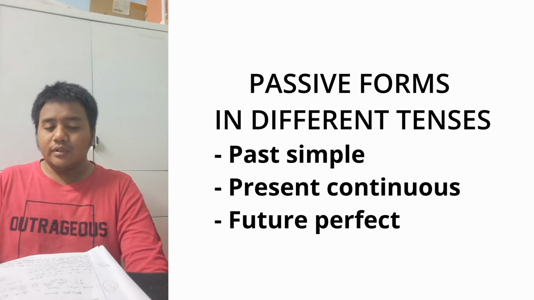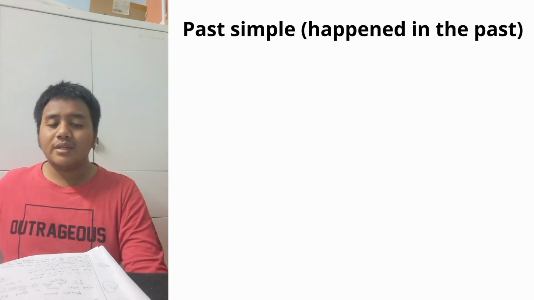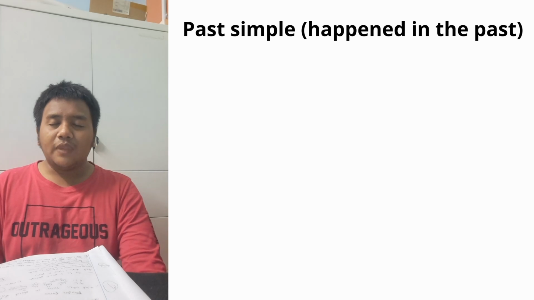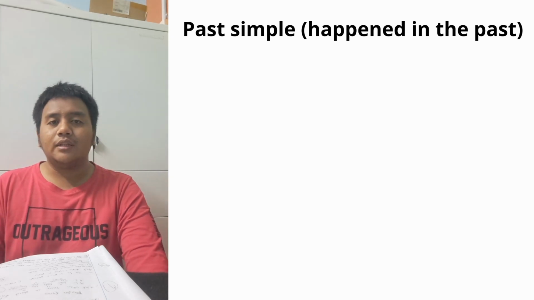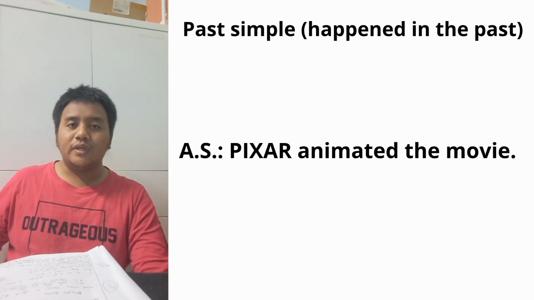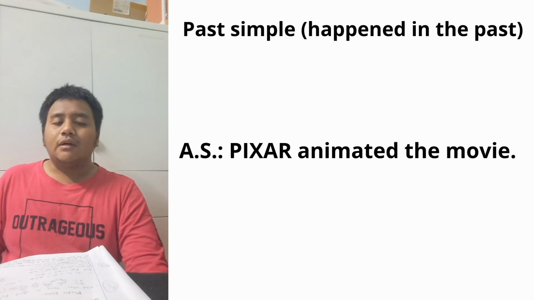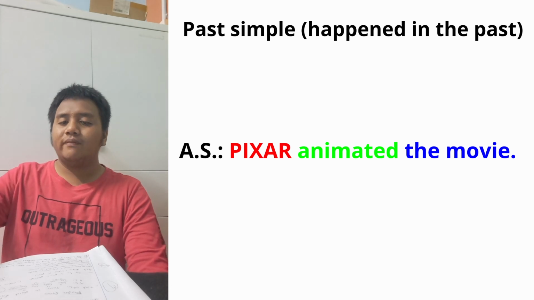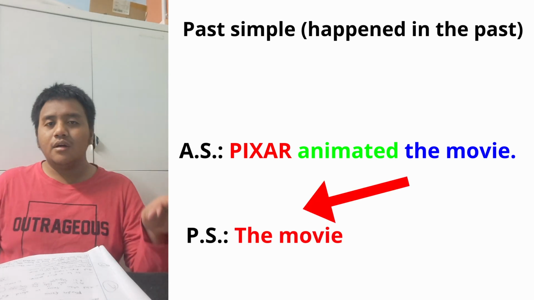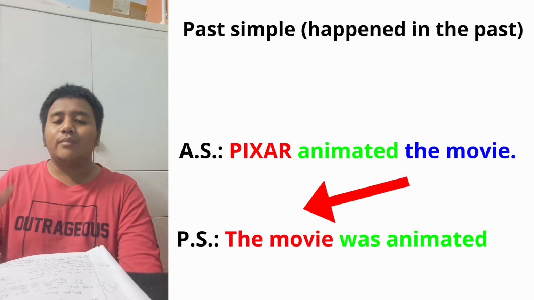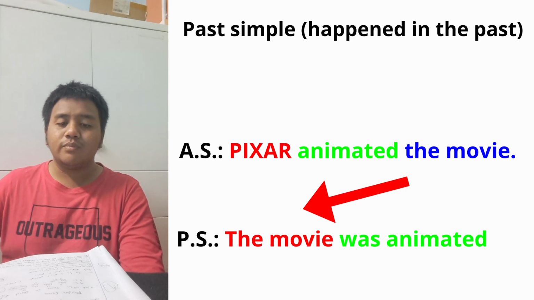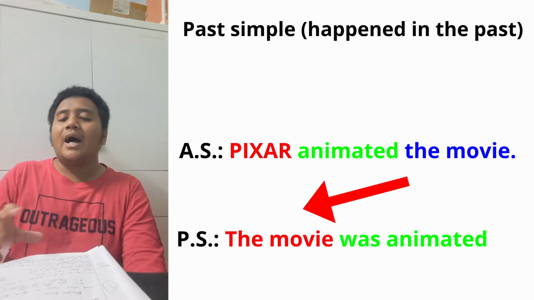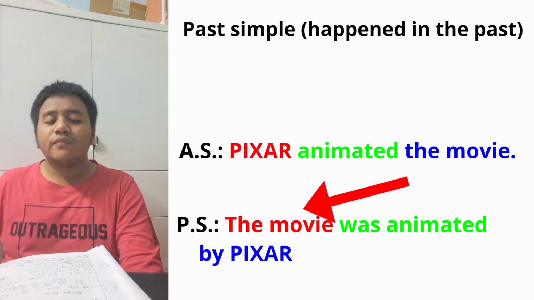Now, for past simple tense, which is things happening in the past, an active sentence would be something like this: Pixar animated the movie. Okay, simple sentence. Now, to turn it into a passive sentence, we would take the object, the movie, then we put it to the front. The movie was animated, because we use the past participle of animated, right? So we need to put was animated by Pixar, the subject.